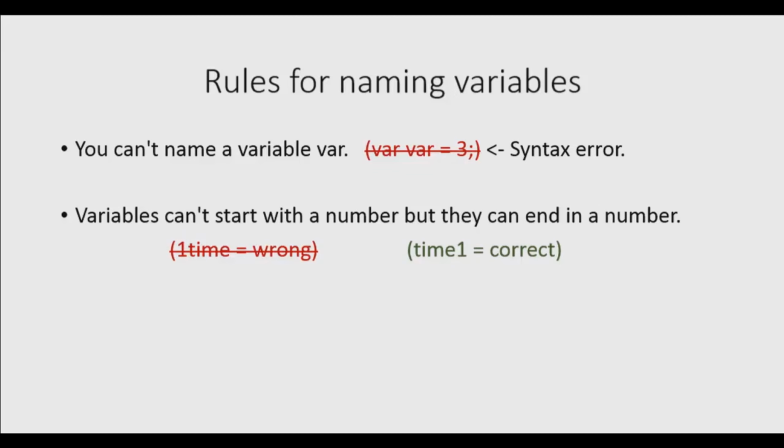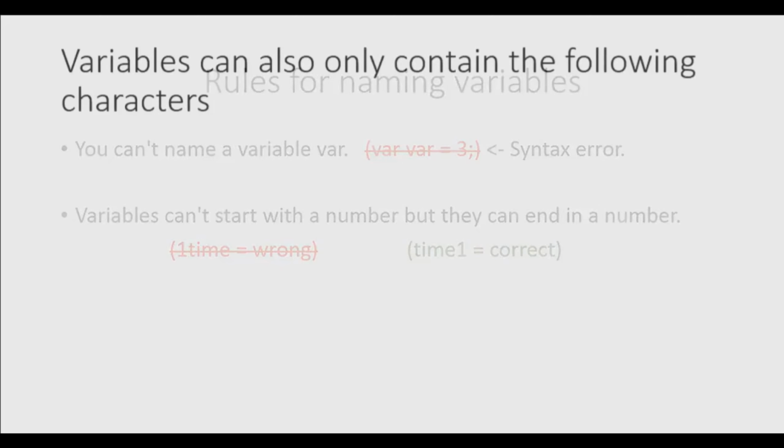The next thing worth mentioning is that a variable is not allowed to start with a number, but it can end with a number. All variables must start with a letter. Here is an example of what I mean. 1time is an example of a wrong variable, while time1 is a correct name for a variable.